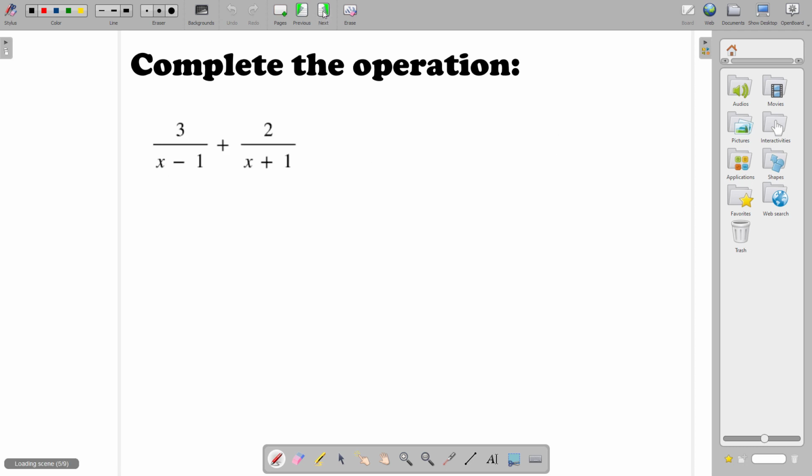All right, let's take a look at another one. This time our denominator is an actual expression. So I have this factor and this factor. So my factors are x minus 1 and x plus 1. That becomes my least common denominator.